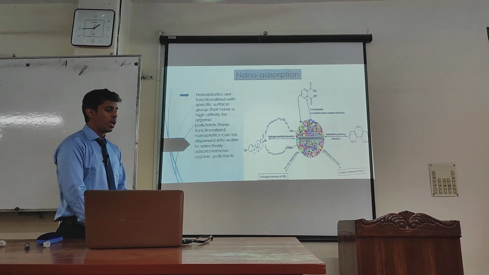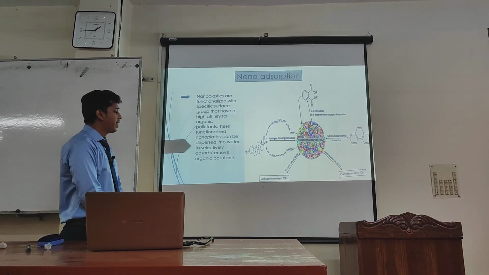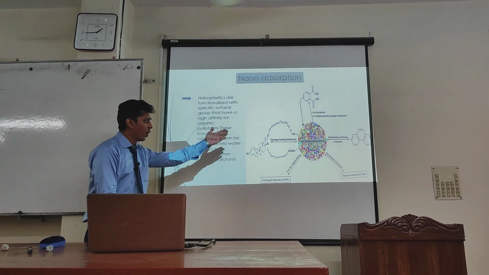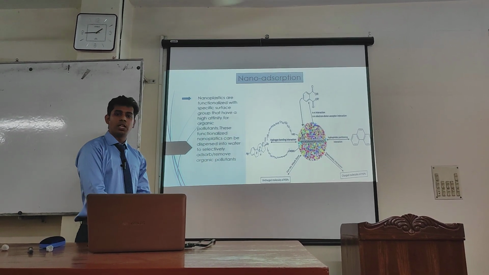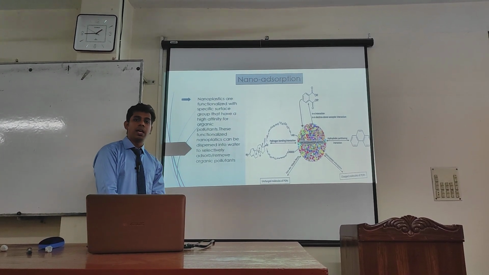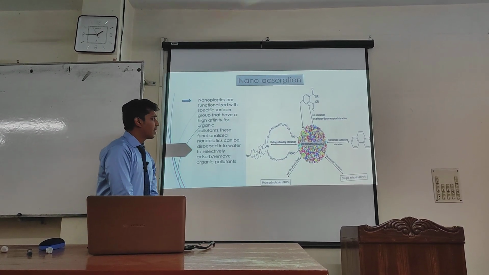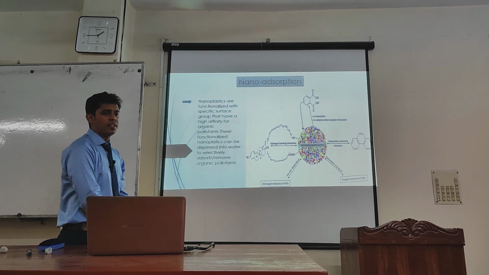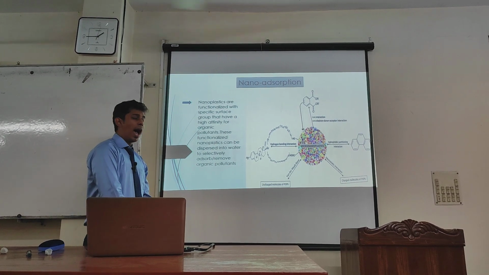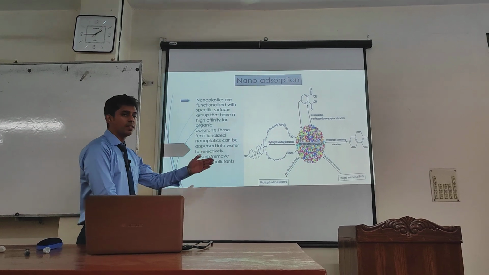The next is nanoadsorption. Here I have shown a nanoplastic and how nanoplastic works for the separation of organic pollutants. Nanoplastics are functionalized with specific functional groups, for example, hydroxyl functional groups and carboxyl functional groups, for the separation of organic pollutants. These functionalized nanoparticles can be dispersed into water for selective removal of organic pollutants. Here, the nanoplastics absorb the 2,3 phenyl diacetate through pi-pi interaction, and the surface of nanoplastics has hydroxyl functional groups as well as carboxyl functional groups, so they can form hydrogen bonds with the organic pollutants and absorb them.